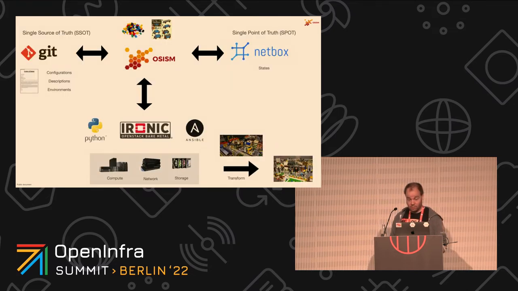And to do this, we have our GitOps workflow. So when we want to do a transformation, we say in the configuration repository that a system should change. And we commit it to the OSISM framework. And the OSISM framework will move the new required state into NetBox and will then say to Ironic, you have to do something. And then the Python Ansible part will take care of it.